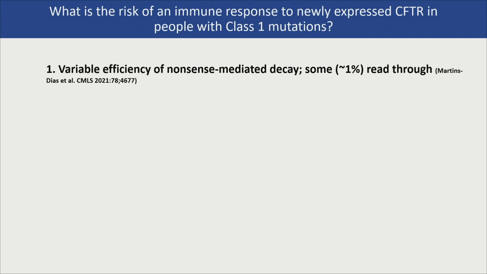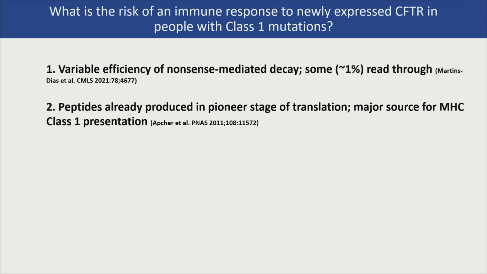You know that the premature termination codons produce a polypeptide or a protein that's misfolded. You know that the cell has this process called nonsense-mediated decay that gets rid of them. There is very good evidence now that that is not faultless, and about 1% of the full-length protein is read through. Secondly, there is this pioneer stage of translation where the mRNA is checked before you start getting translation of the polypeptide, and it is clear that peptides are being read through all the time in that pioneer phase and presented to the cell's immune system.